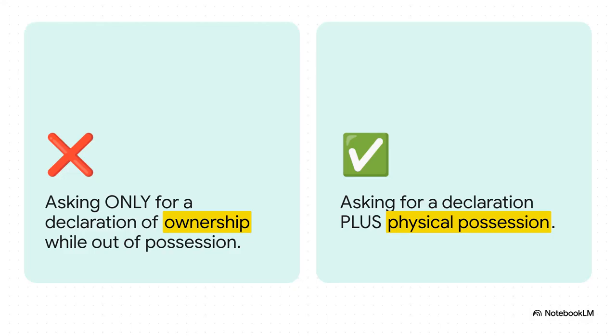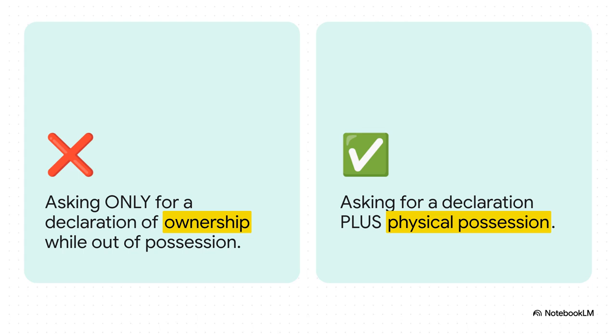Let's ground this in a real-world property dispute. Imagine you are currently out of possession of a property, meaning someone else is physically occupying your land or your building. You can't just go to the judge and ask only for a declaration of ownership. Why? Because if the court simply says, yep, you're the owner, it hasn't actually solved the core problem. You still aren't living in your house. So to satisfy the proviso, you must ask for the declaration of ownership plus consequential relief, which in this specific case means asking the court to officially grant you physical possession.